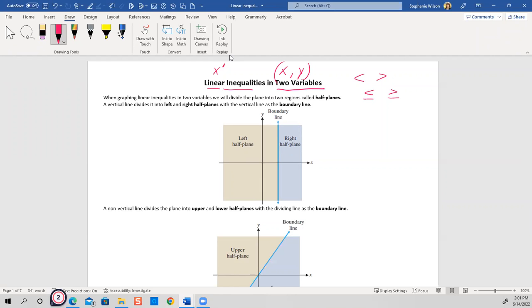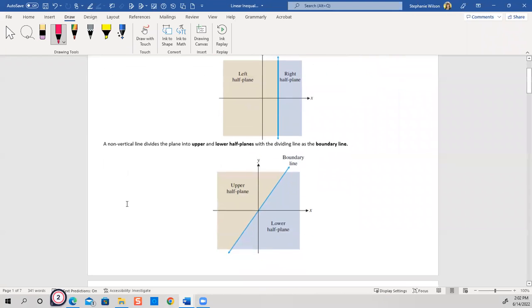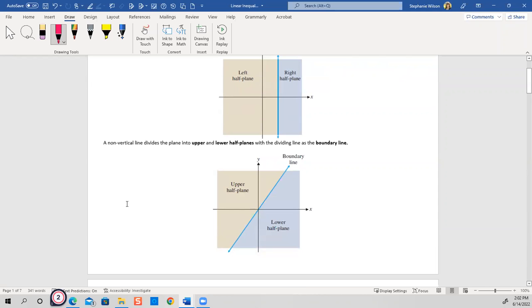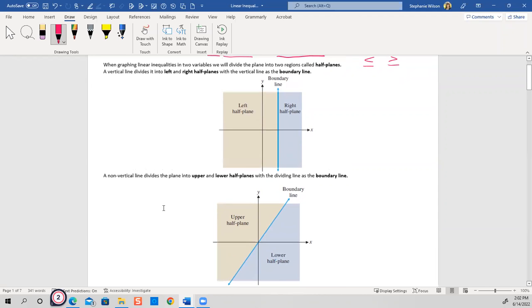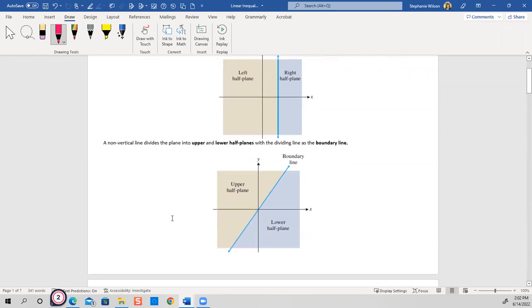When graphing linear inequalities in two variables, we will divide the plane into regions called half planes. You're going to have the left half plane and the right half plane, where a vertical line gives us the boundary. Here are the images of them. A vertical line tells me that my slope is undefined, it's just straight up and down. If we get some kind of slope, increasing or decreasing, we have a non-vertical line, so we're going to have an upper plane and a lower plane.